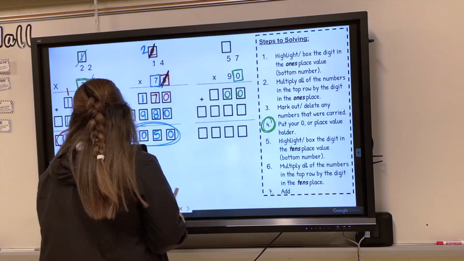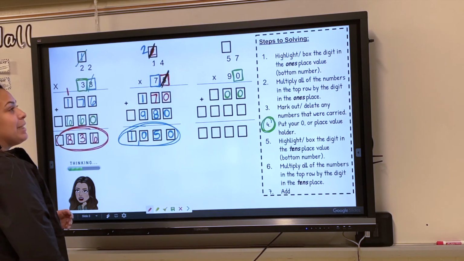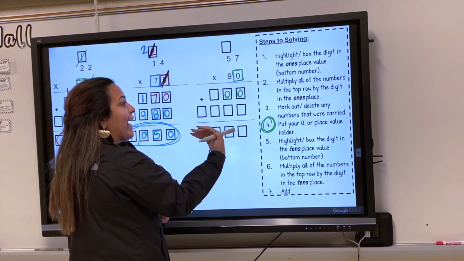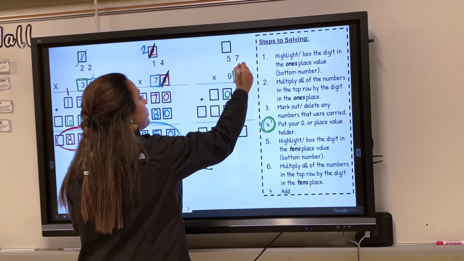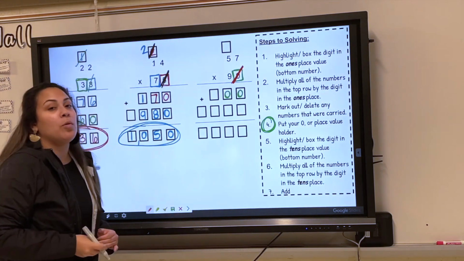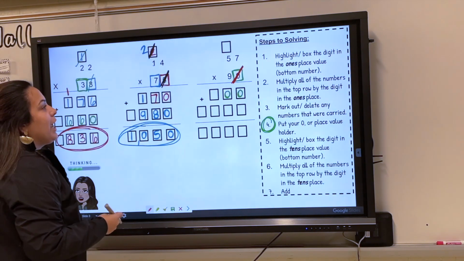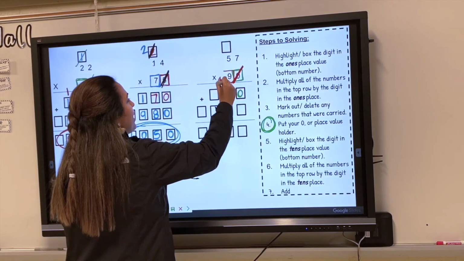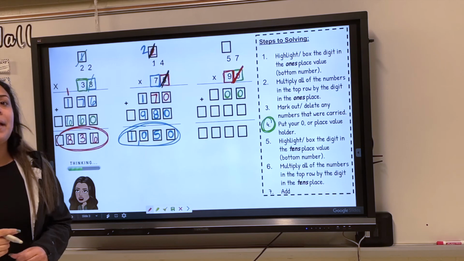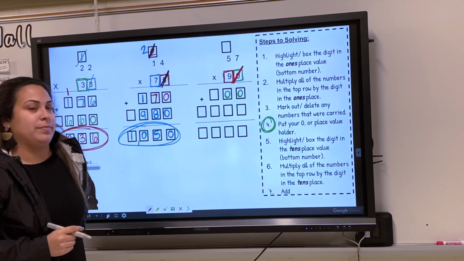Okay. All right, so now I'm going to mark out the numbers I don't need. I didn't carry anything, so I'm not going to worry about that. But I am going to mark out the 0, so I don't accidentally multiply by it again. All right, now I'm going to box my 9. So I can remind my brain, hey brain, I'm only multiplying by 9 now, not that 0.